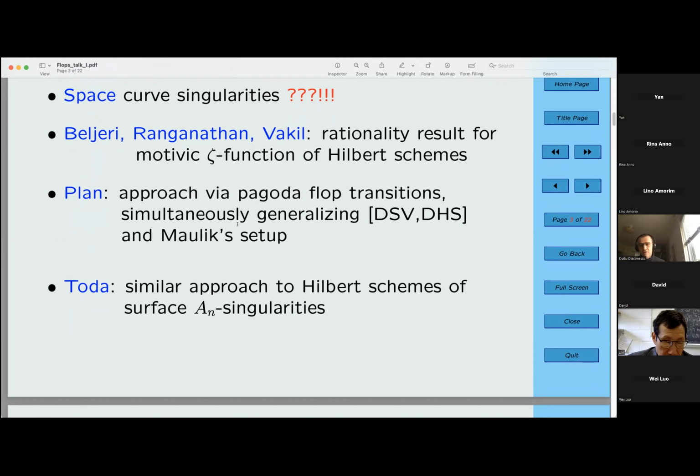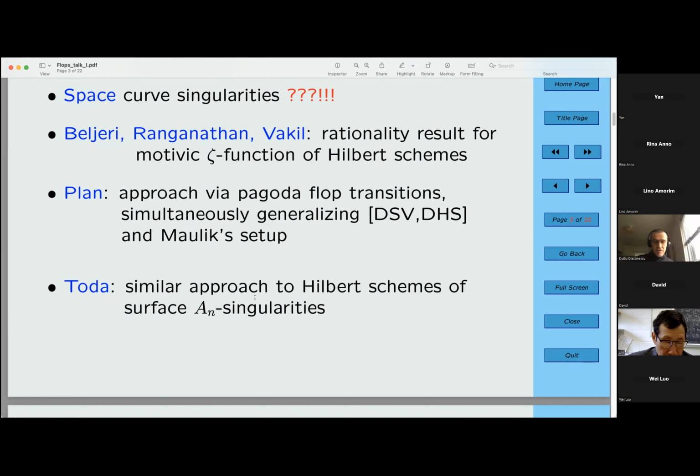This is a more general type of flop transition than the conifold. So in the process of doing that, we will simultaneously generalize my work with Jan and Zheng back then in 2012, and also Maulik's setup to a more general class of birational transformations. And this was inspired by a similar approach used by Toda to study the topology of punctual Hilbert schemes of singular surfaces. So he used this approach. You have a singular surface in a smooth threefold.